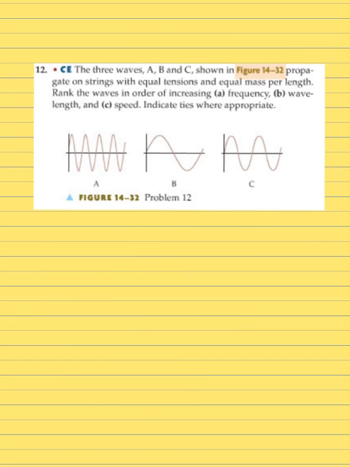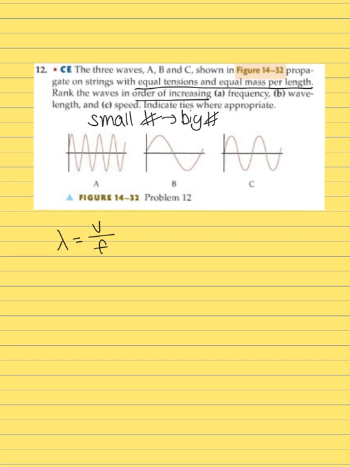Okay, so let's head back to our regular old wave equation. We have 3 waves and they propagate on strings with equal tensions and equal mass per length. So that means we can just use my regular old wave equation. Cool. So we're going to order them in increasing order, from our small number to our big number. I'm saying this for a reason, just to remind myself. And if you did it backwards, no worries. So let's start with frequency. My smallest frequency is B, and then we have C, and then we have A.